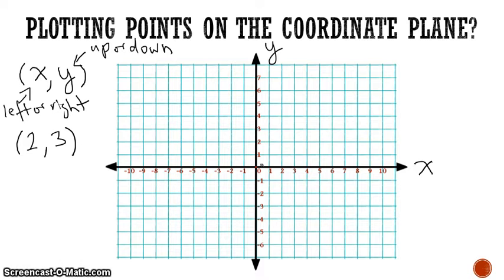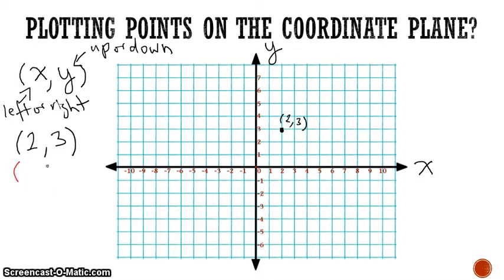So what I need to do is start at 0 right here, and find 2, which is here. That's my 2 to the right. And then I'm going to go 3 up. So 1, 2, 3. And I'm going to plot the point there, and I'm going to label it (2, 3). Okay?